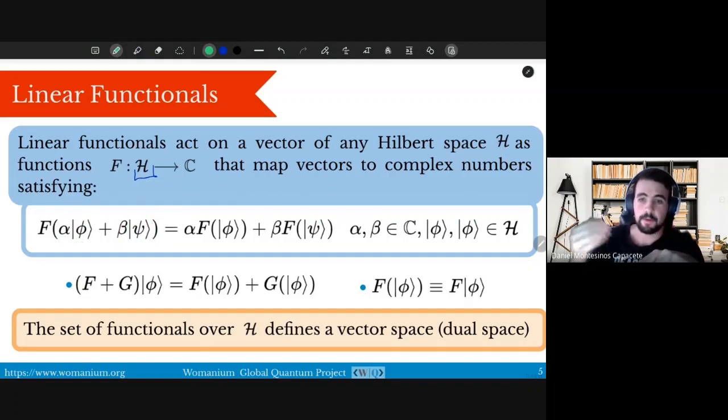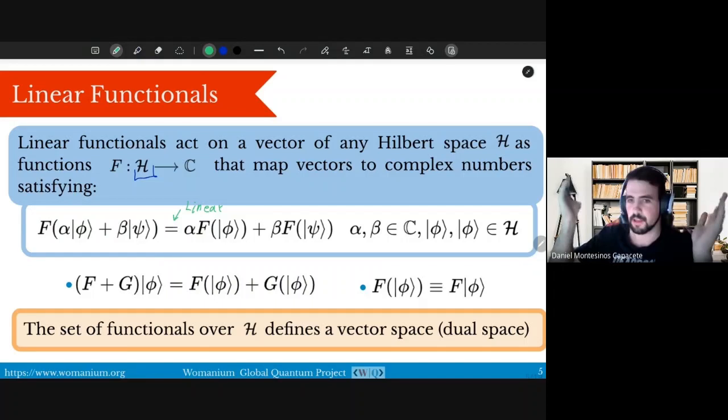If you have that input in your linear functional, it means that it will be the same as just the sum of applying the linear functional to each vector, and you can also take out the coefficient. And this is the linear part of the linear functional, right? So that's the condition it must satisfy in order to be called a linear functional.